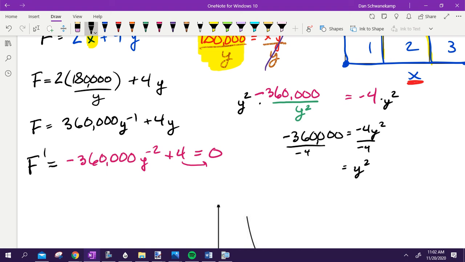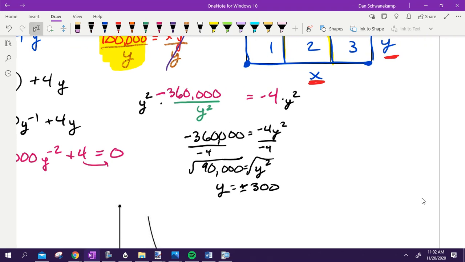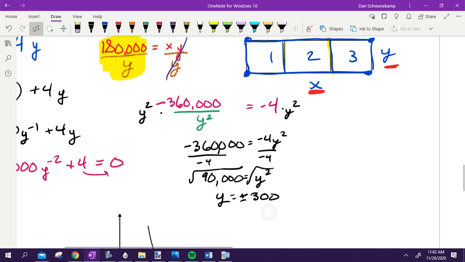I get y squared equals 90,000. Square root. What's y going to be equal to? Plus or minus 300. The square root of 90,000 is 300. Again, we're going to use our brains and assume that we've got the right answer. But let's throw it on a sign chart just to make sure. The smallest fence I can have is 0. I don't really care what the other number is, but we can put 300 on here.